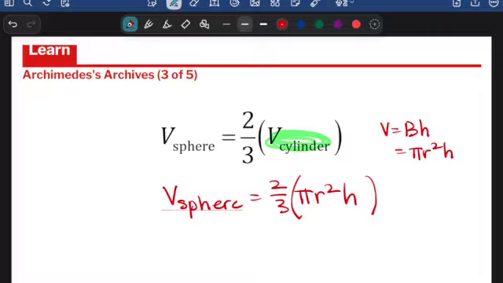Well, let's think. What is the height of a sphere equal to? The height of the sphere goes all the way across from the top of the sphere to the bottom of the sphere. So the height of the sphere would really be equal to the diameter.